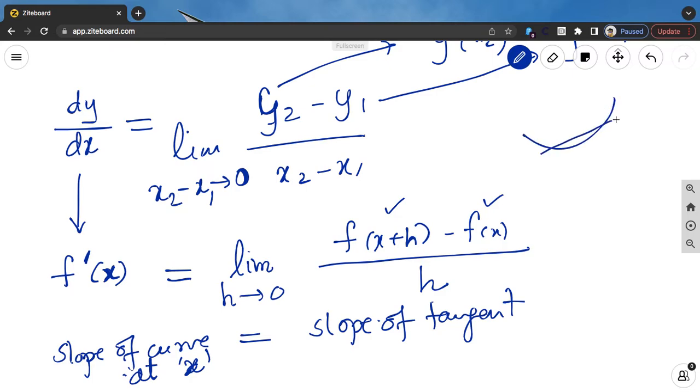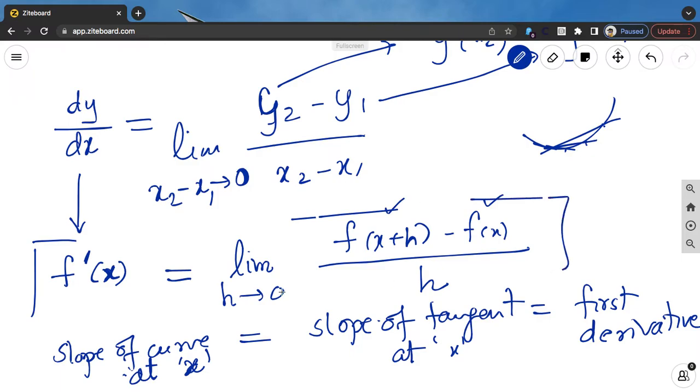So a secant, if I draw this, take this point here, it will be like this. If I take a point like this, it will be here. So after a point, the secant becomes a tangent. So the slope of the tangent at x is also known as the first derivative of x and is denoted by this formula.